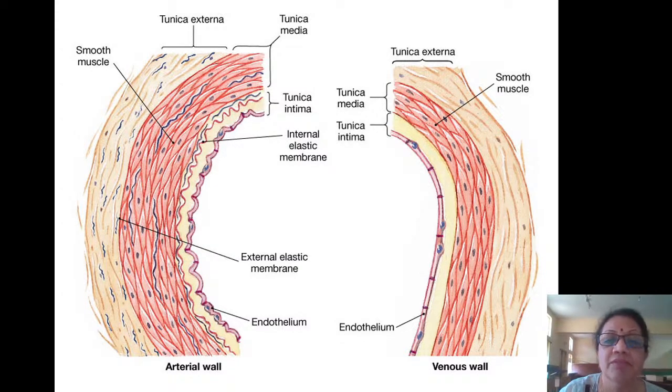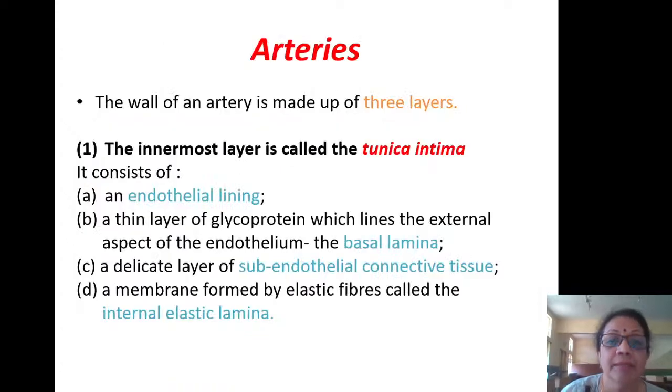So I think we covered everything which is in this particular slide. The arteries will have an innermost tunica intima, which consists of an endothelium, a thin layer of glycoprotein called the basal lamina, a little bit of subendothelial connective tissue, and an internal elastic lamina.